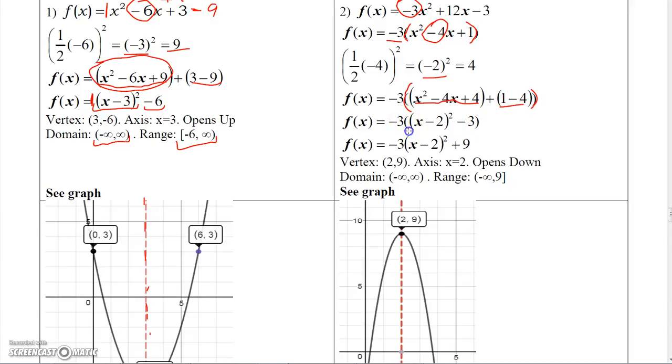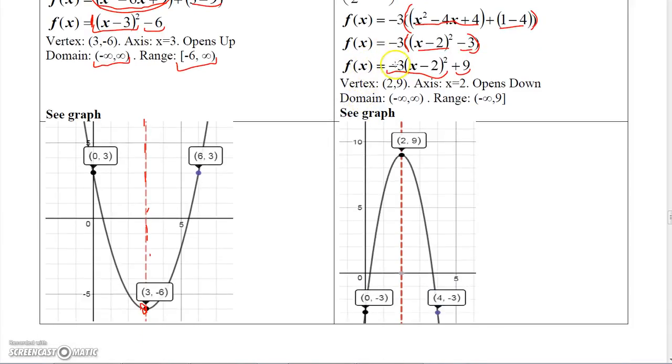Now here's the last step that we've got to remember to do. Remember, all of this is inside these parentheses. To get it into the final form that we want, we have to distribute the negative 3 times this binomial squared and then times this constant. Well, you can't multiply the negative 3 inside the square, but you can say negative 3 times x minus 2 quantity squared. And then you have to say negative 3 times negative 3 to get plus 9.